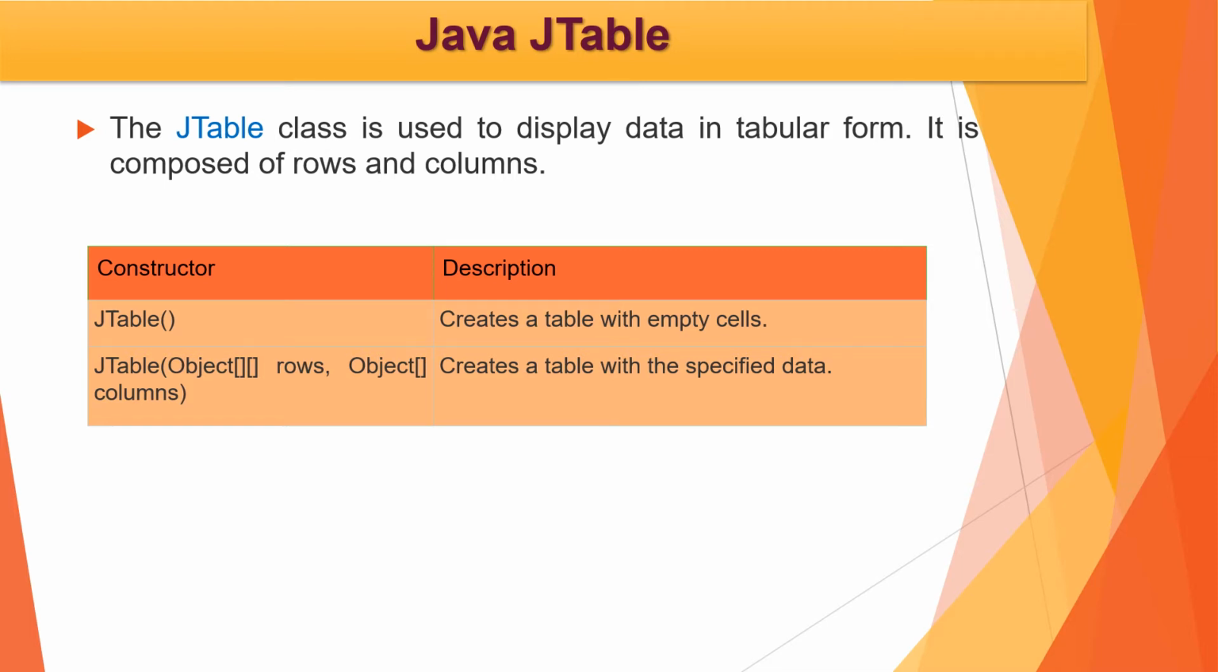So there are two constructors. The first constructor is JTable, which will create a table with empty cells. Then JTable with arguments like object rows and object columns, which will create the table with the specified data, where we have to specify the rows and columns.